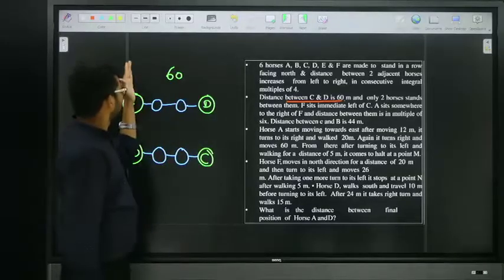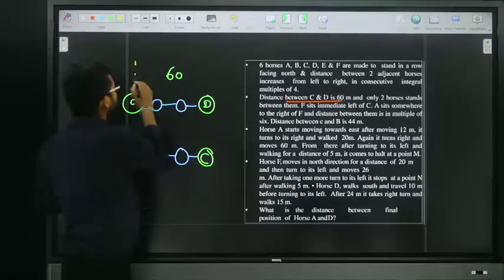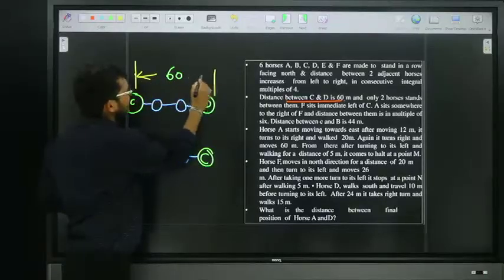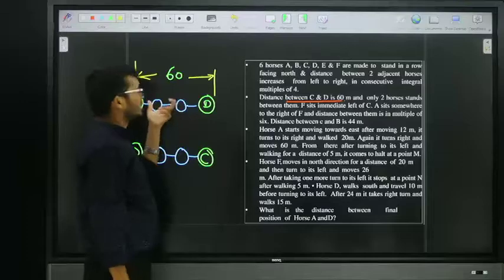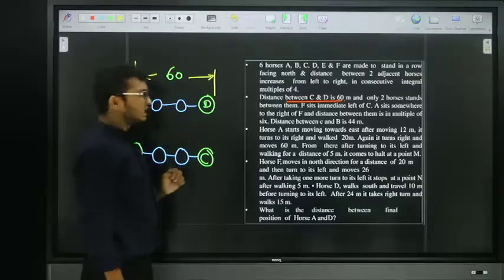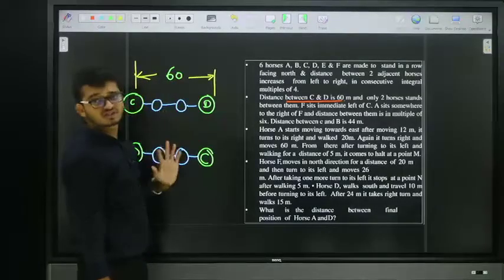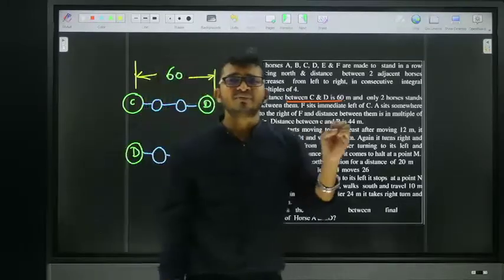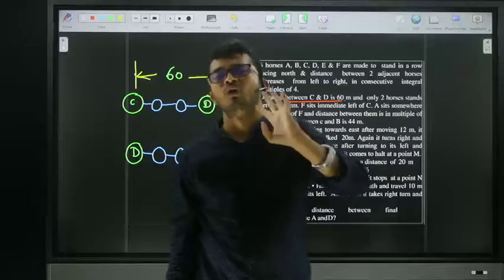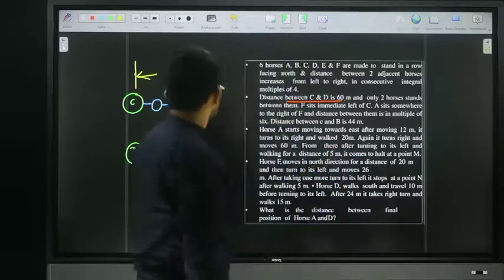But this total distance is what? 60. Between C and D we have two horses, but we don't know the distance between each horse. The clue is that the distance between each horse is a successive multiple of 4.